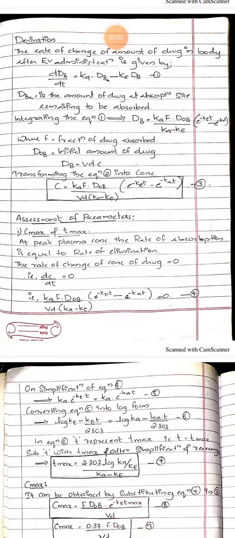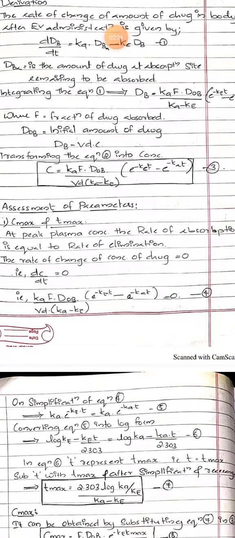For the equation for the concentration of drug after extravascular administration, the third equation, the rate of change is equal to 0 at Cmax. So we can write that equation 3 is equal to 0, that is Ka into F into D0 divided by Vd into Ka minus Ke, into e raised to minus Ke into T minus e raised to minus Ka into T is equal to 0. That is equation 4.